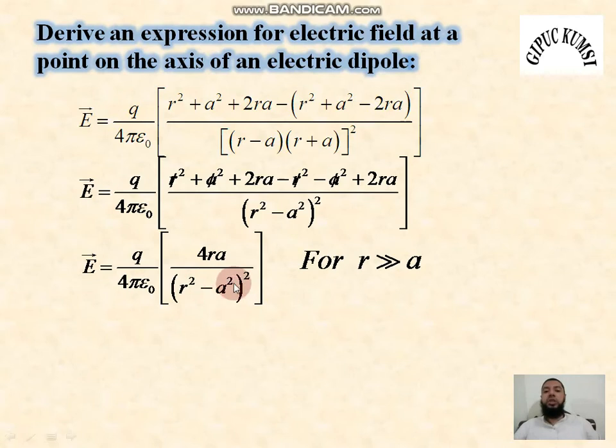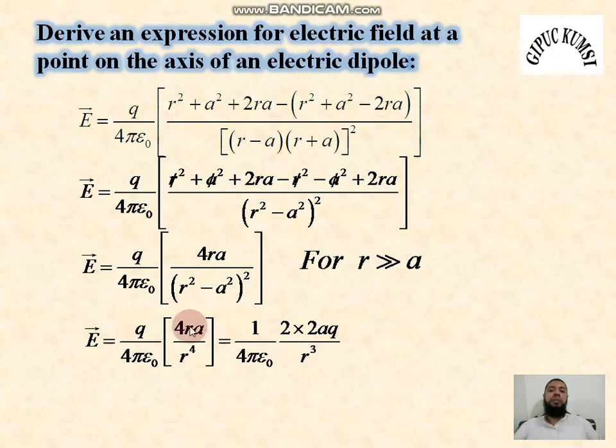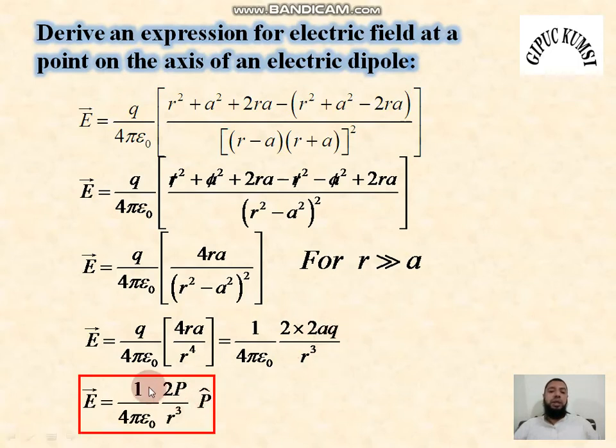Here we neglect a square because a is much less than r. On neglecting a square it will become 4ra by r power 4. One r vanishes, then we are left with 4qa divided by r cube. Now in this equation, what is 2aq? We have learned that 2aq is the dipole moment of a dipole. Therefore, replace 2aq with p. Then the net electric field is 1 by 4 pi epsilon naught 2p by r cube along the direction of the dipole.